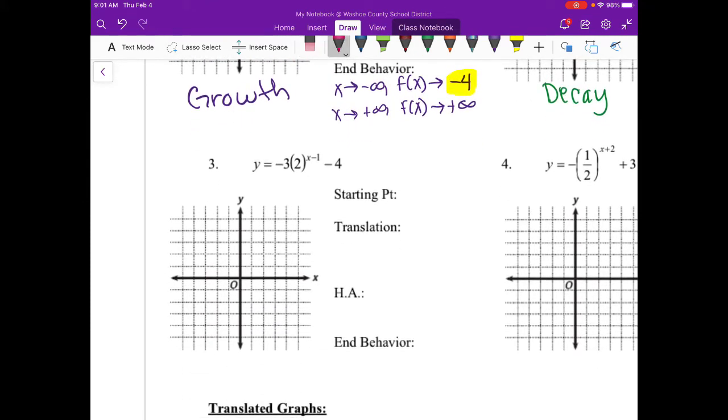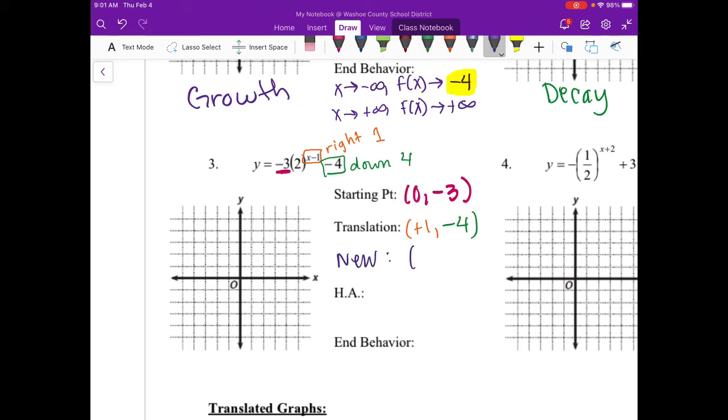In this case, my starting point, again, focusing on that number in the front, would be 0, negative 3 if there were no translations happening. But when I look here, this is telling me to go right 1, which I know means I'm going to add 1 here. And this is telling me to go down 4, so I'm going to subtract 4 here. So that would make my new point that I should be graphing 1 and negative 7 if I go ahead and add those together.